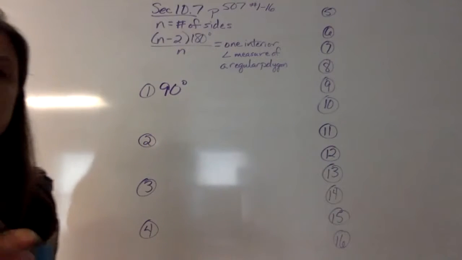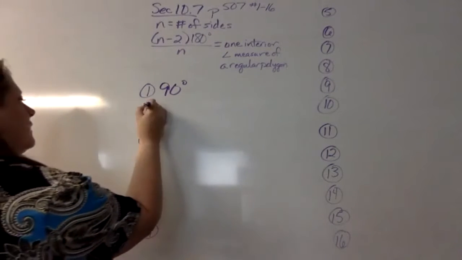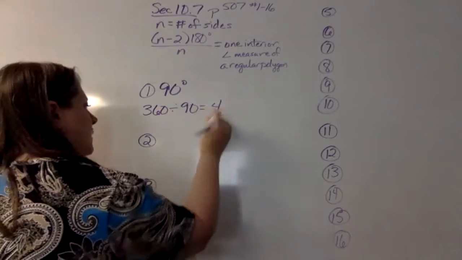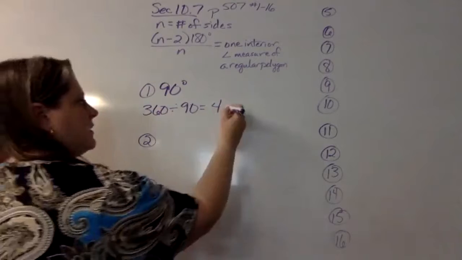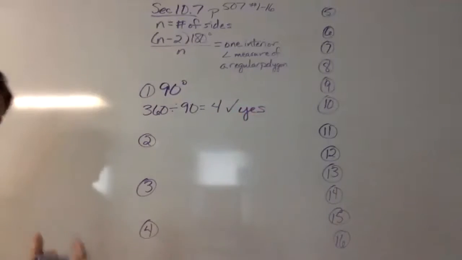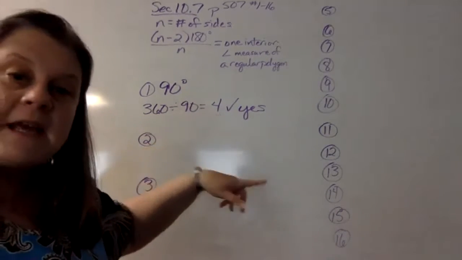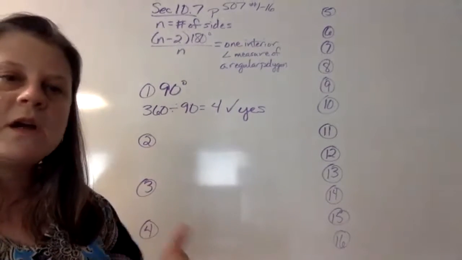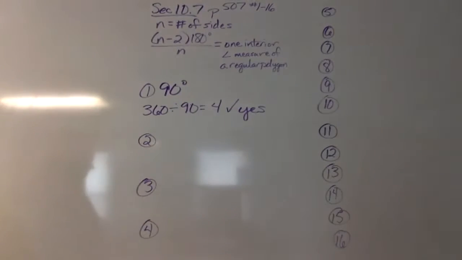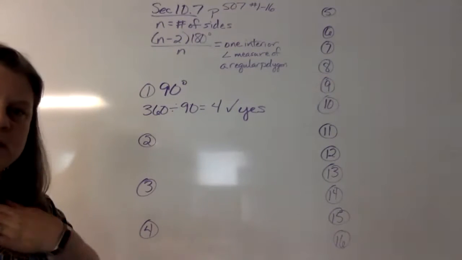Remember, I said we have to make sure it can be divided evenly into 360. So 360 divided by 90 is 4. So it does divide evenly, which means it works. So we say yes, we could use it for a regular tessellation. If you get a decimal when you divide, then it wouldn't work. You would end up with gaps, so you would say no. This is what we're doing for 1 through 4. Now, number 2, what shape does it say for number 2?